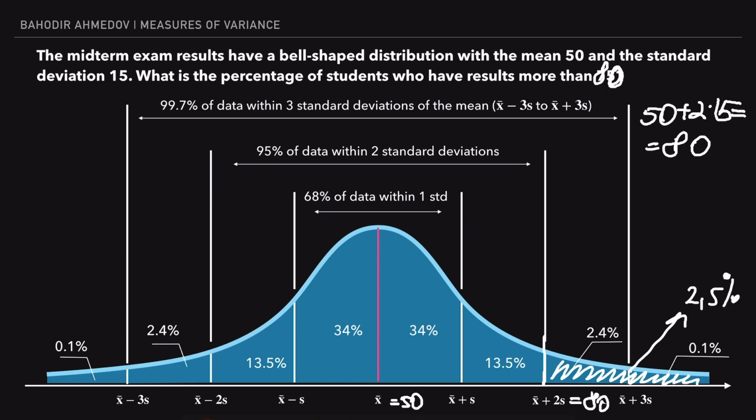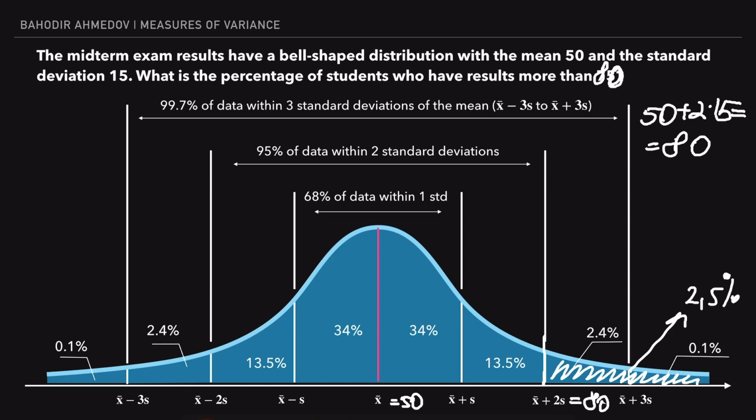So if after the midterm exam, your professor announces that the mean is equal to 50 and the standard deviation is 15, and your result is more than 80, so let's say 85, then you should know that you are in the top 2.5%. So this kind of empirical rule is also used in order to distribute the grades in the universities or on other different occasions.